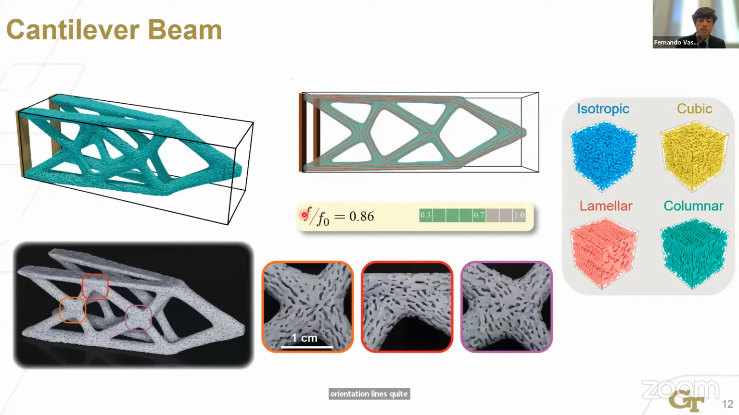Here, F represents the compliance of this spinodal result, and F0 represents the compliance of a result using optimized solid material. So you can see that this number is below 1, which means that the compliance of our spinodal architected solution is actually lower than the compliance of the solid optimized counterpart. And here in the bottom, you can see the actual manufactured parts and some zoom-ins. I have a manufactured part here.